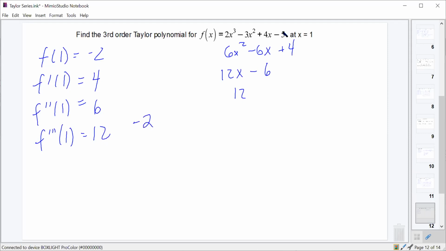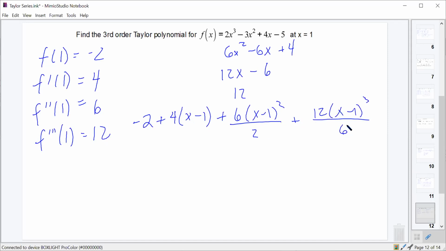So if we were to write this out, we'd have -2. Well, that doesn't look like a -5, does it? No. -2 plus 4 times x minus 1, right? Plus 6 times x minus 1 squared over 2 factorial. And then plus 12 times x minus 1 cubed over 3 factorial. And so if we were to simplify all of this out, do you guys think it would come back to be the same polynomial?